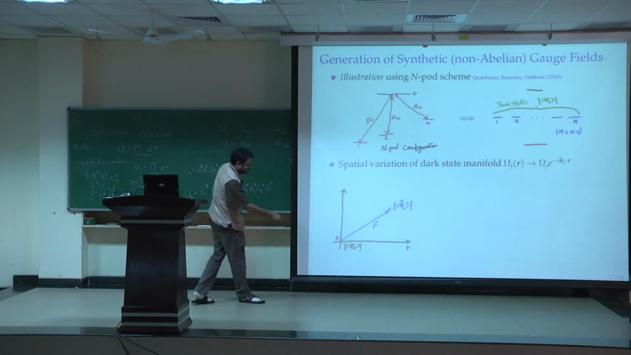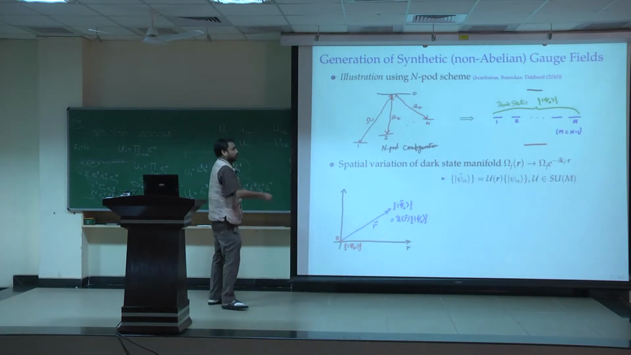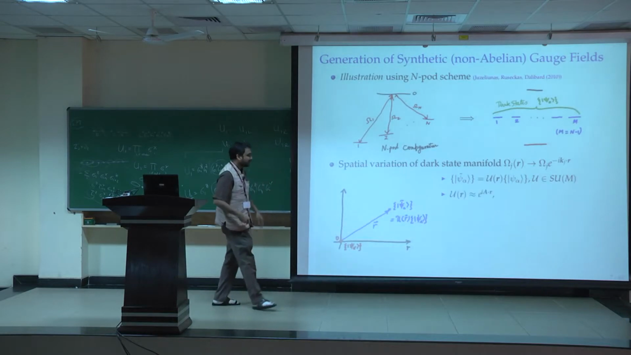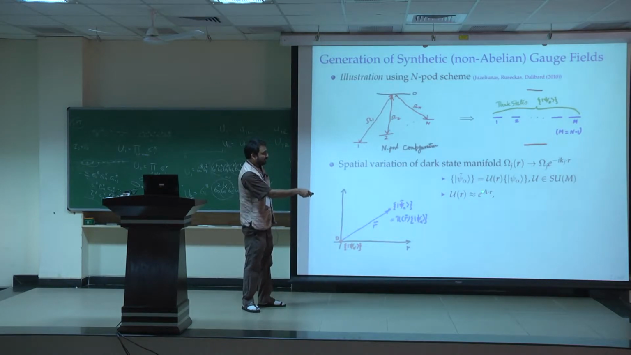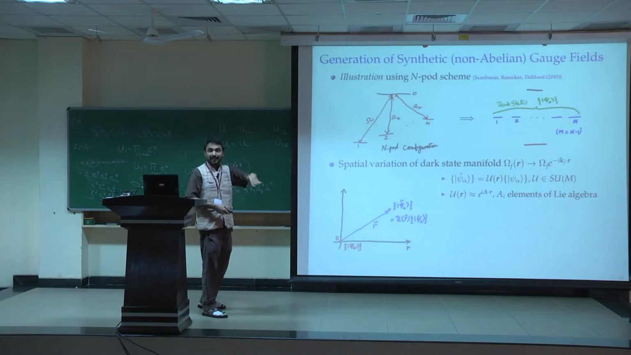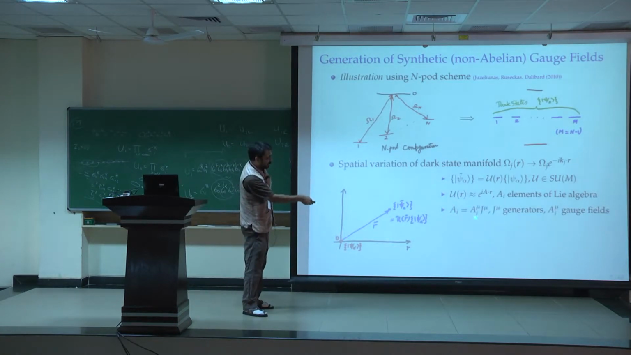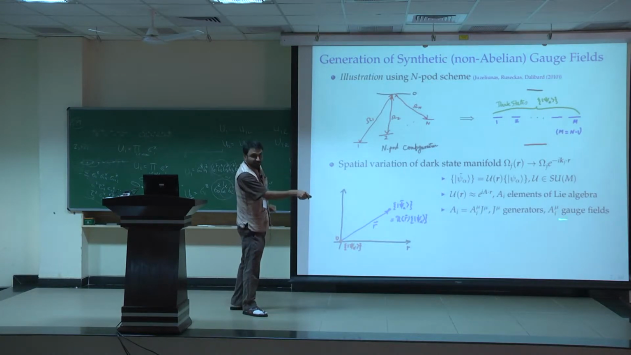Suppose I know the dark state manifold here. The dark state manifold here is related to it by some SU(M) matrix. So the dark state manifold at position R is related to that at some neighboring point by this kind of a matrix. And this U is, of course, e to the A dot R. You can arrange things in a way that this happens, where A is some element of the Lie algebra of SU(M). A is then a linear combination of the generators for each spatial direction, and these objects are now the gauge fields.